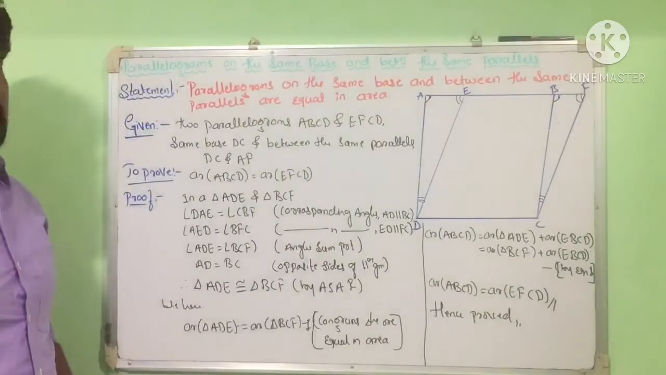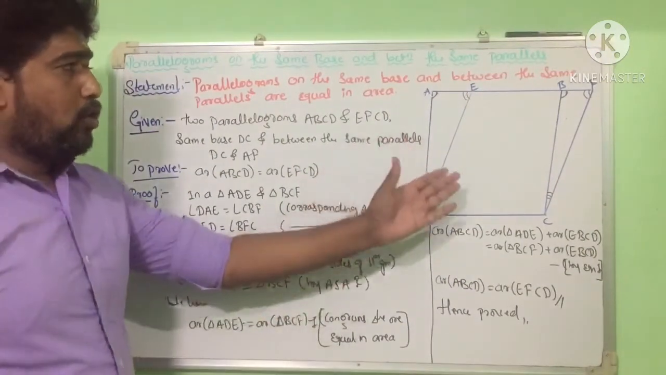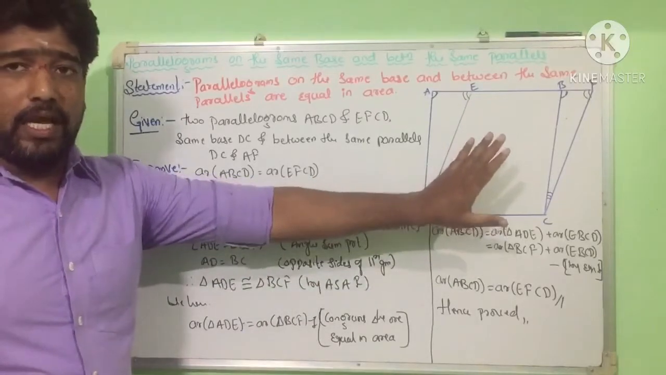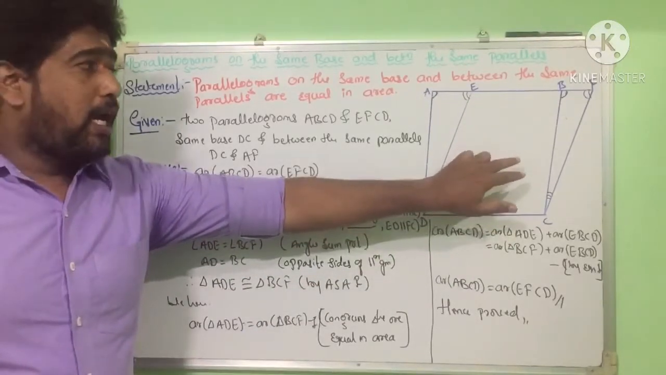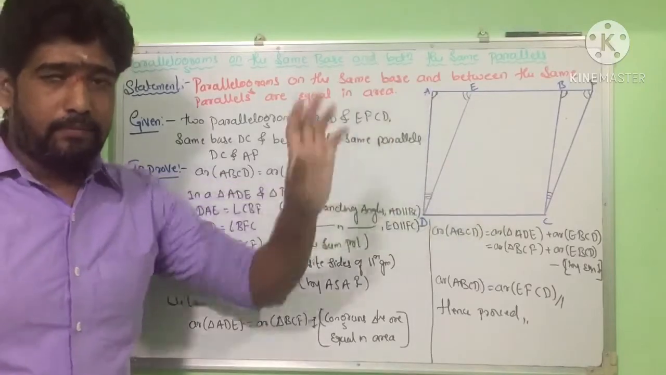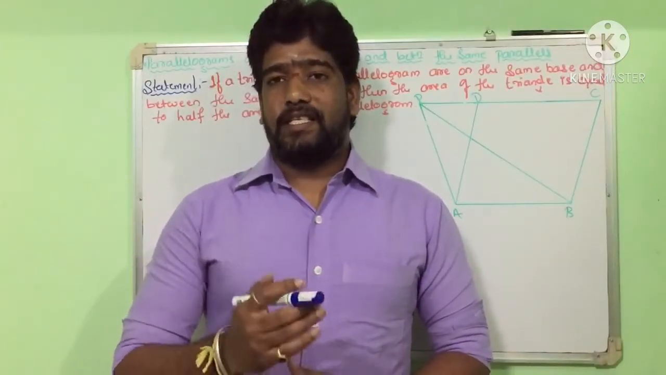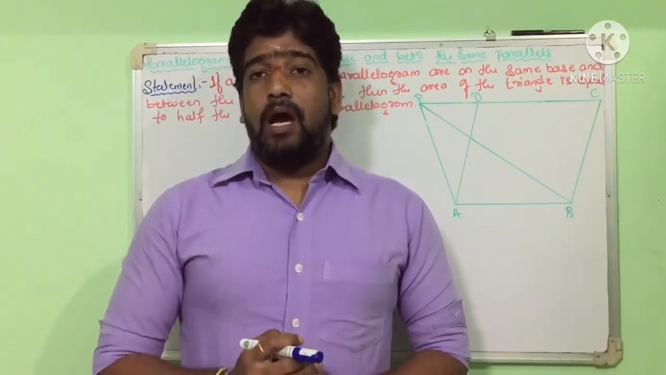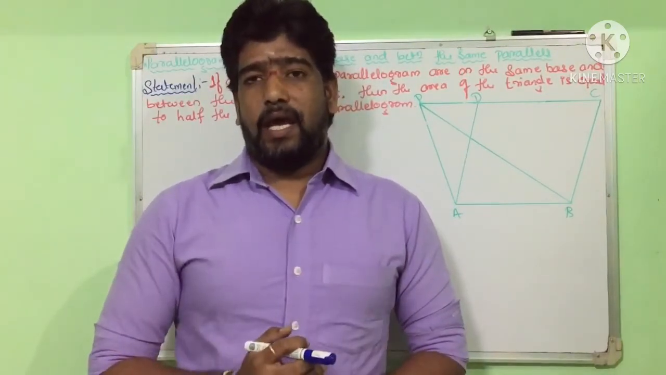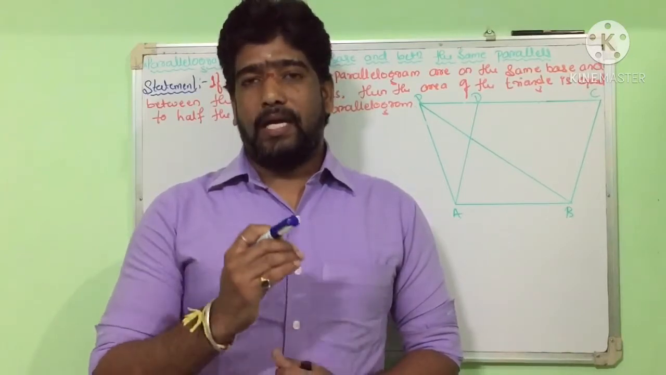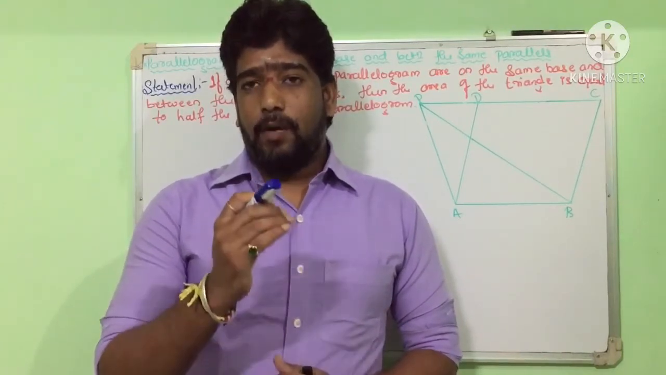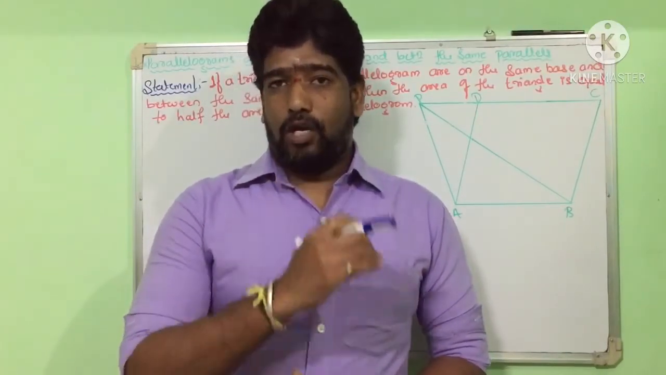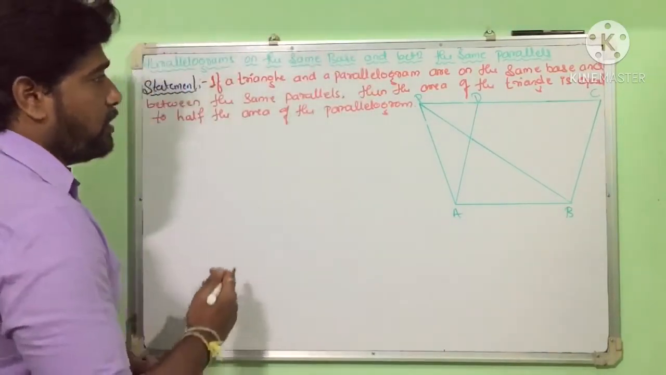Is it clear? So here the parallelograms on the same base and between the same parallel lines means their areas are equal. Is it clear? So, students, the next theorem, the statement is: if a triangle and a parallelogram are on the same base and between the same parallels, then the area of the triangle is equal to half the area of the parallelogram, right?